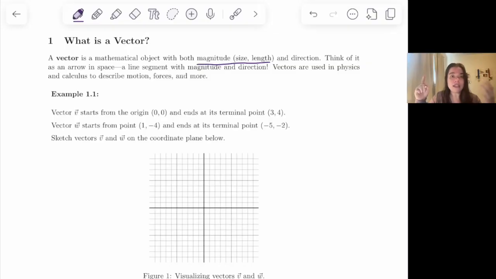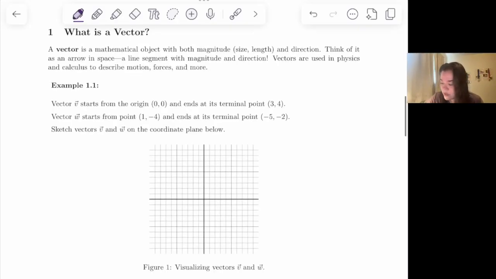Now, what that magnitude or length represents depends on the context of the problem, and you'll get into that as you start doing word problems that involve vectors. Vectors are used, again, in those word problems, physics, calculus, engineering, lots of different places vectors are used outside of just the world of math. So let's get started on example 1.1. We just have a set of directions here.